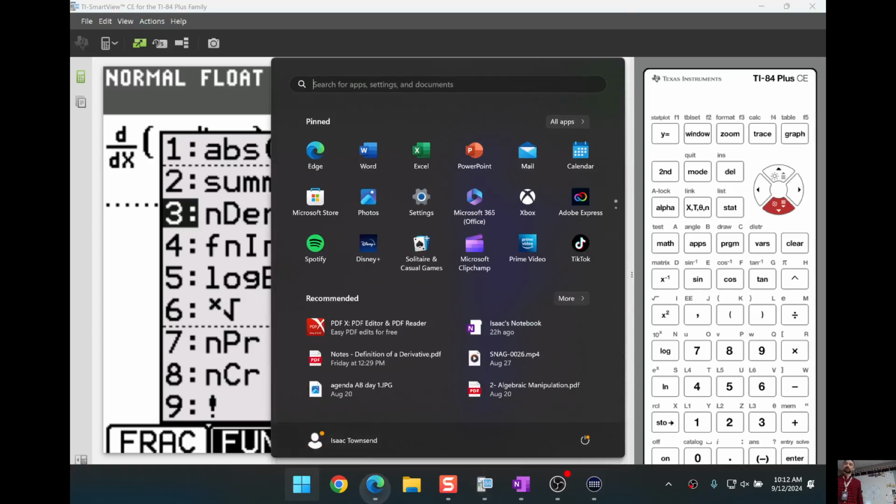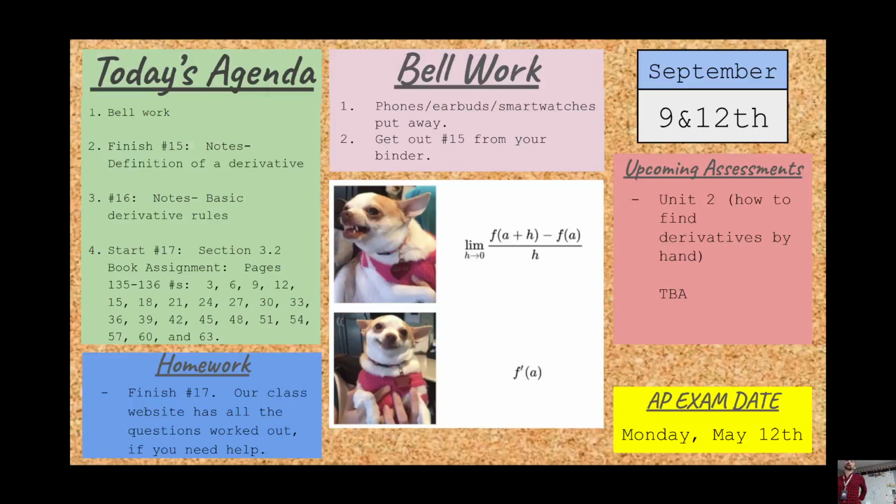Okay, so we are down to about 8 minutes. So again, I will see you again in the morning. If you did not finish, you should be pretty close to finished. For homework, you need to finish up this book assignment. I'm going to take it up first thing tomorrow. There's a good chance you might need help with a question or two on here.